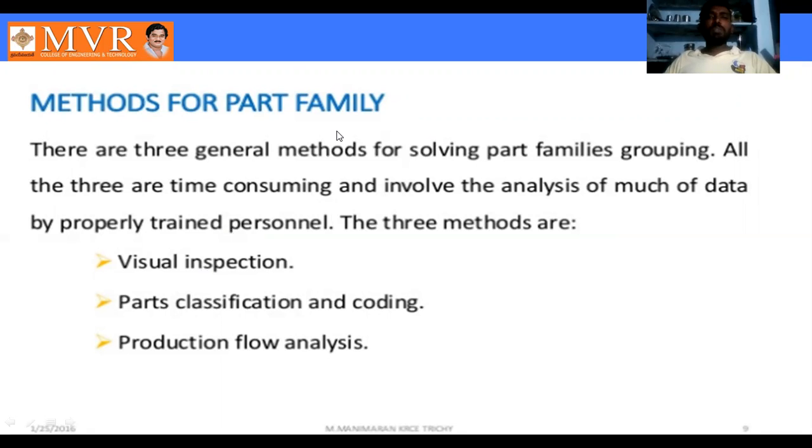What does a part family mean? A number of parts are identified and grouped together, and that group is given to one family. In a family we have three types of classification: visual inspection, part classification, and production flow analysis. Next is visual inspection.